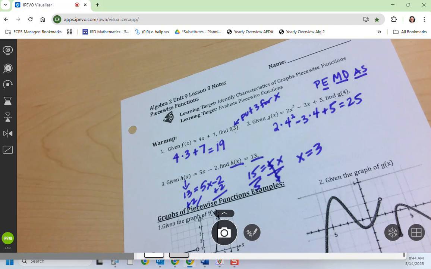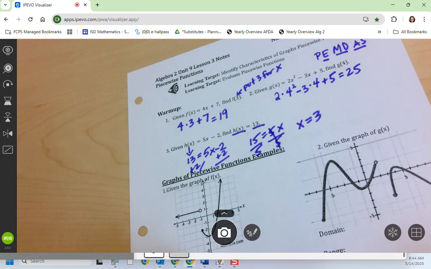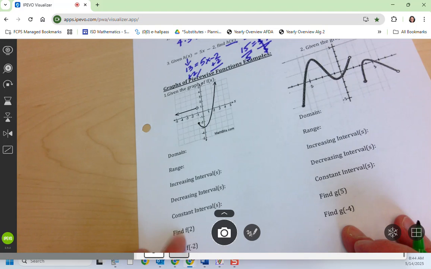We're going to look at a graph of a piecewise function, and we're going to determine all of these things. Domain, range, increasing, decreasing, constant. None of that is actually new. We have actually not done this before, though. Found f of 2 and f of negative 2 from the graph.